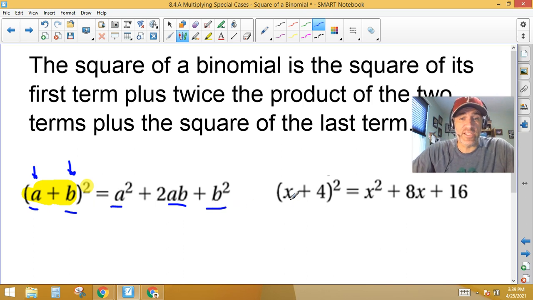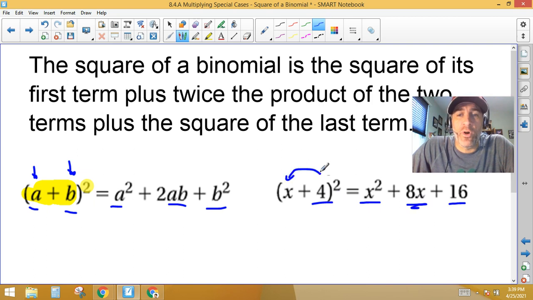What it will look like with an example, x plus 4 squared. My first term will be x squared. My last term, I like to do the first one and the last. My last one will just be 4 squared. And that middle term is 8x because I take this x and this 4. I multiply them together, give me 4x. And then I have to double it because there will be two of them and get 8x. That's it.